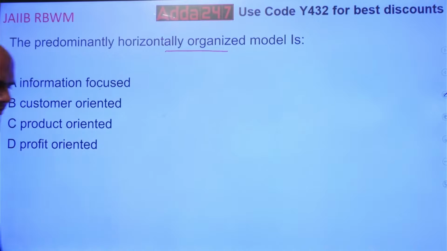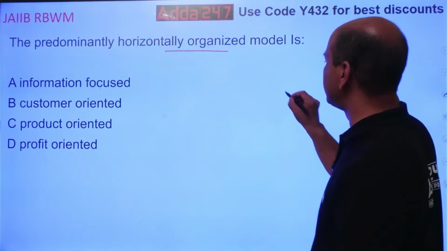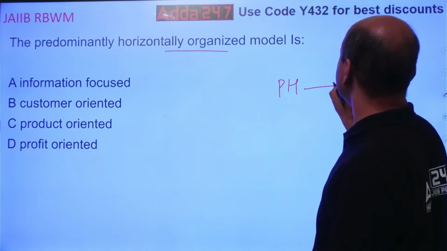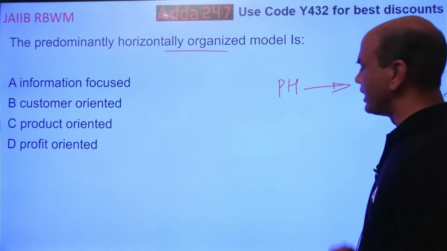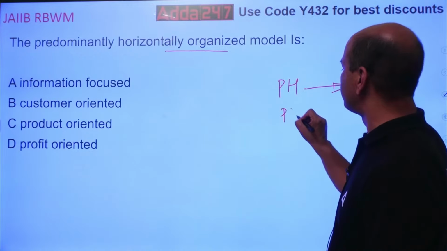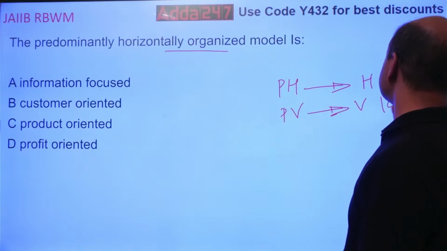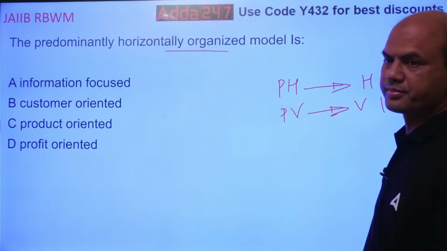Just now we did it. Right? It is near to whom? PH is near to whom? It is near to H, horizontally. And PV is near to predominantly vertically. It's near to the vertical model, which is 100% data sharing. This is 0% data sharing.